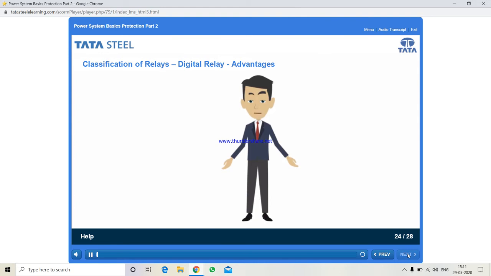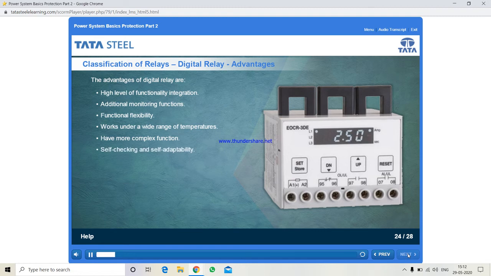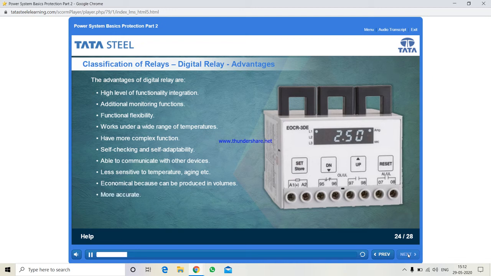Let us now take a look at the advantages of digital relay. It has high level of functionality integration, additional monitoring functions, functional flexibility. It works under a wide range of temperatures. It has more complex function, self-checking and self-adaptability. It is able to communicate with other devices, less sensitive to temperature, aging, etc. Economical because can be produced in volumes. More accurate. In digital relay, plain for distance relaying is possible. Signal storage is possible.